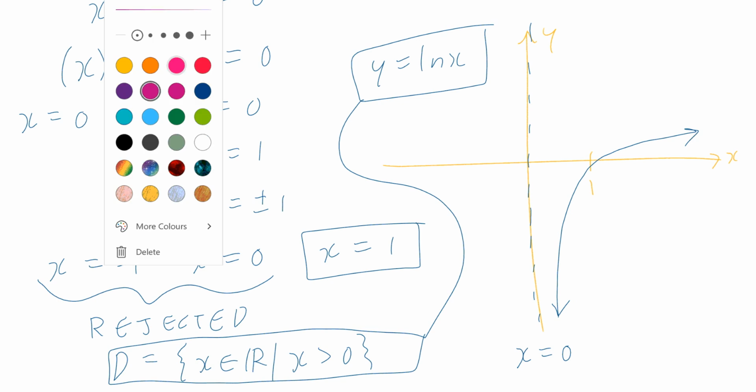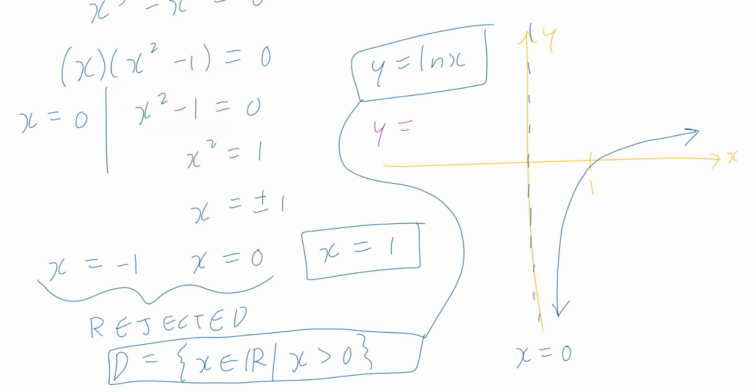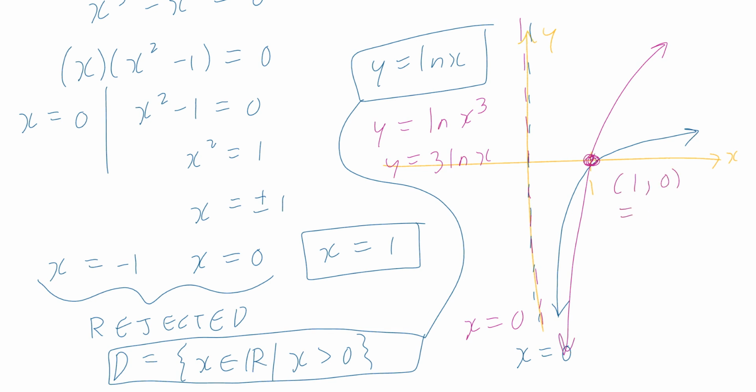Now in a different color, if I graph y equals ln of x to the power 3, which by the way, you can bring 3 to the front, this would give you a graph that looks, roughly speaking, something like this. Again, be mindful, there's also a vertical asymptote at x equals 0. So the POI, point of intersection, is going to occur at (1, 0).